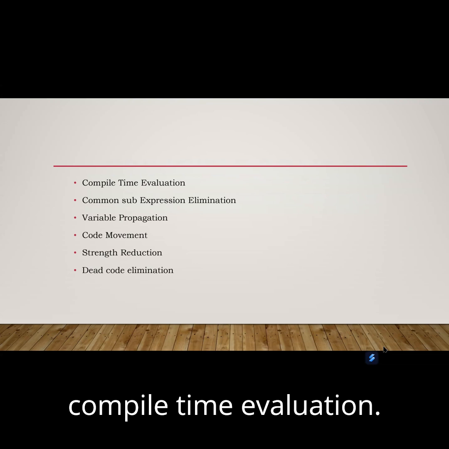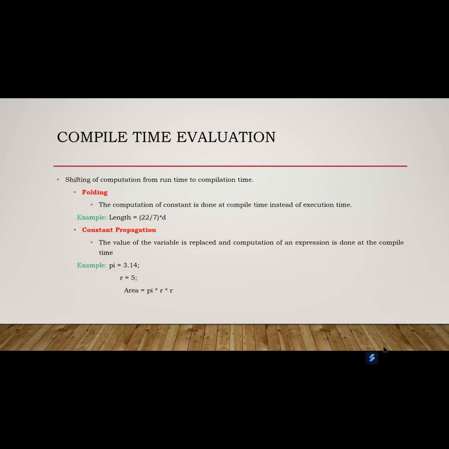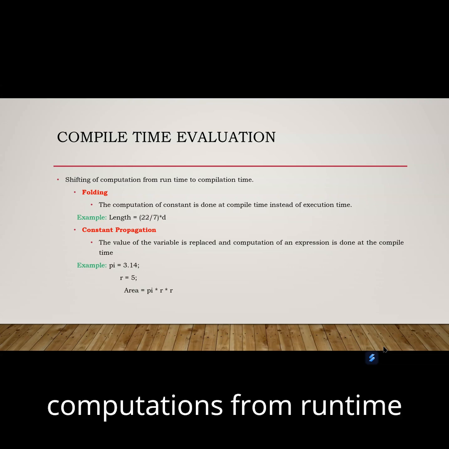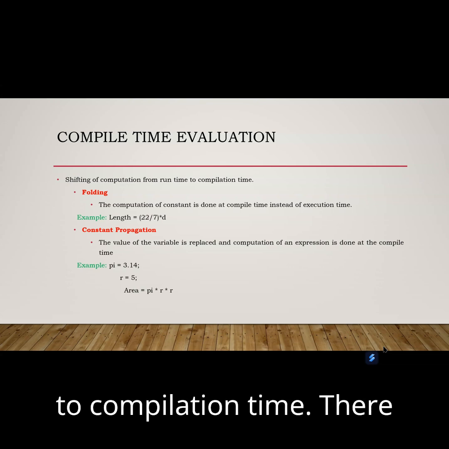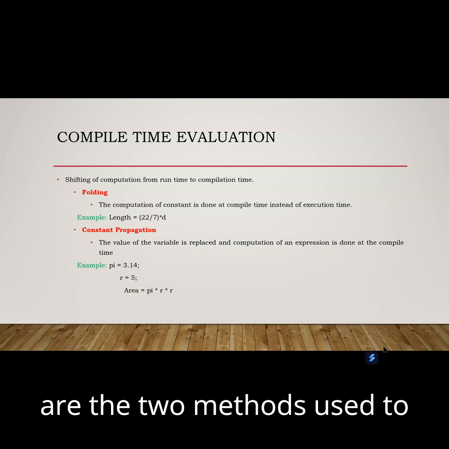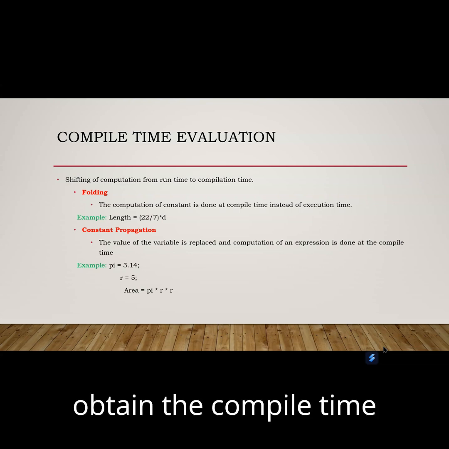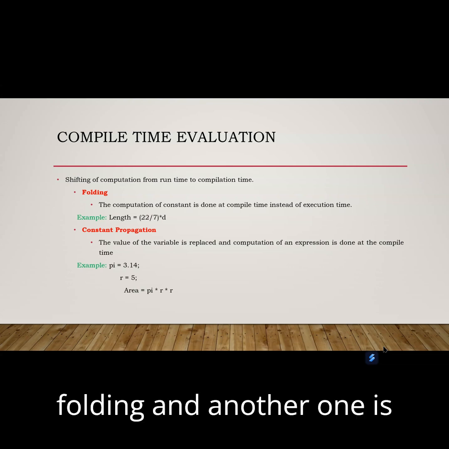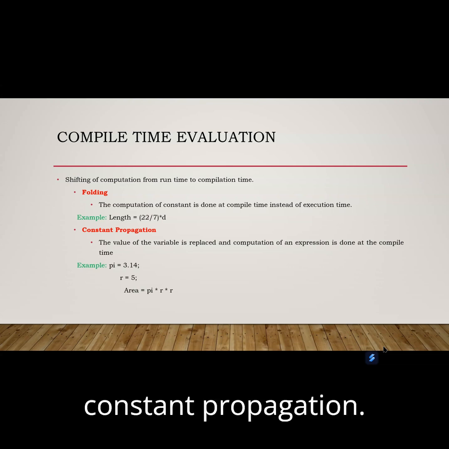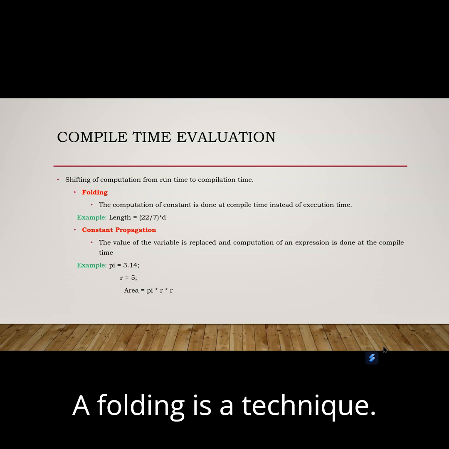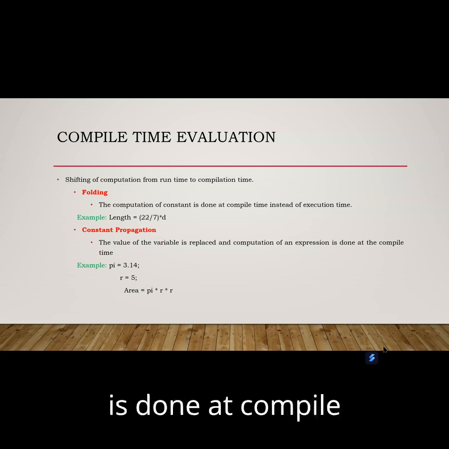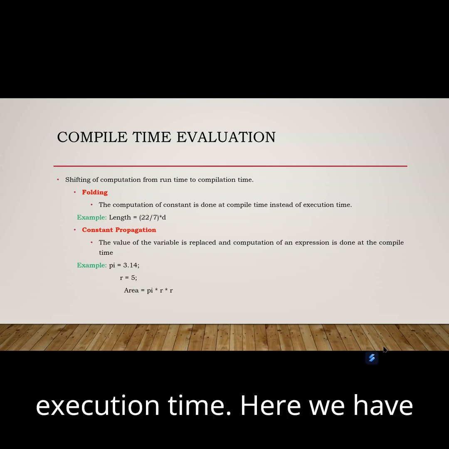First one is compile time evaluation. Compile time evaluation means shifting of computations from runtime to compilation time. There are two methods used to obtain compile time evaluation. One is folding, another one is constant propagation. Folding is a technique where the computation of constants is done at compile time instead of execution time.